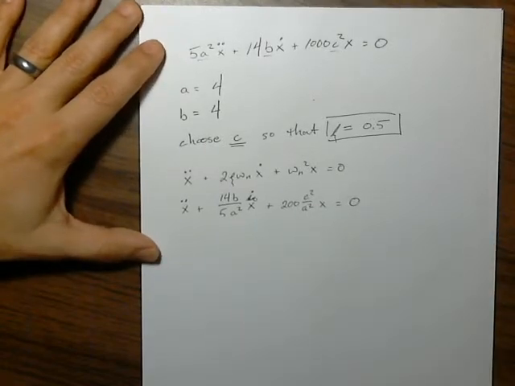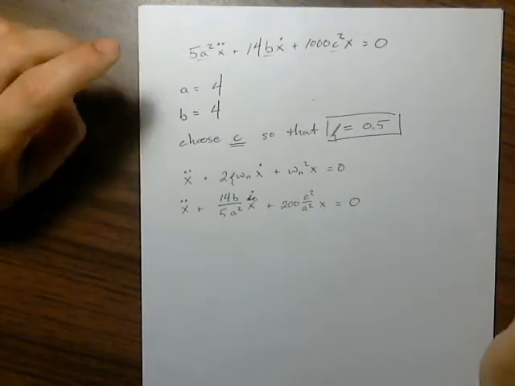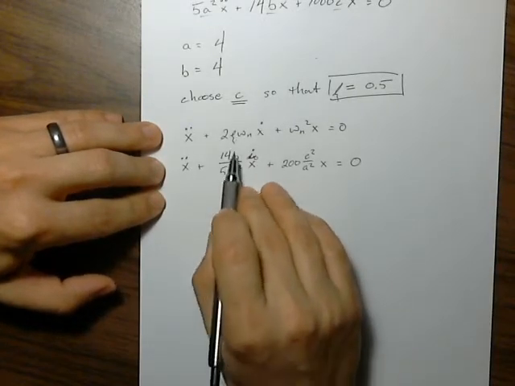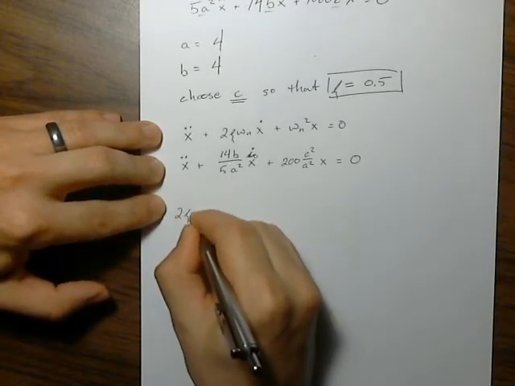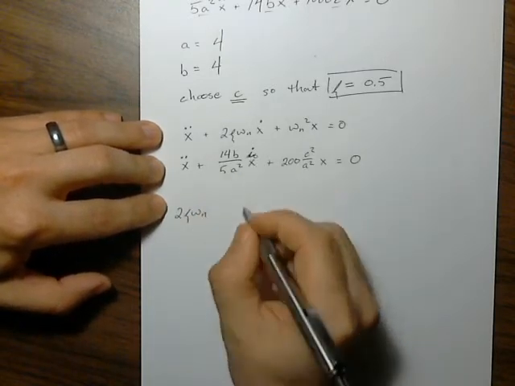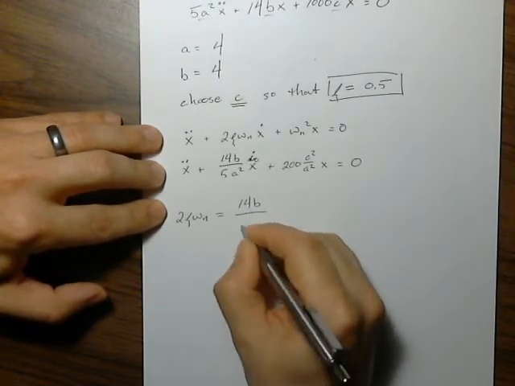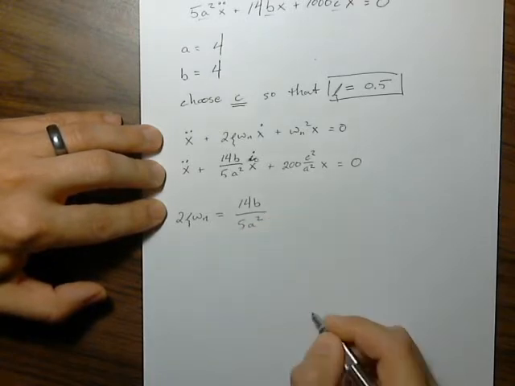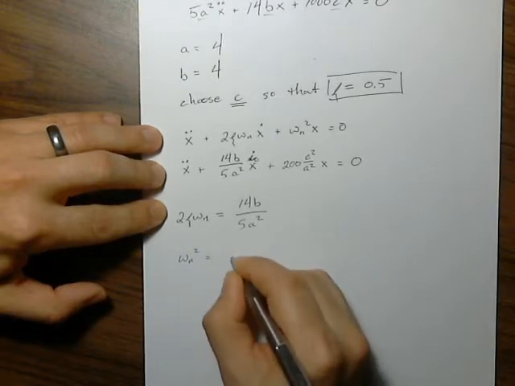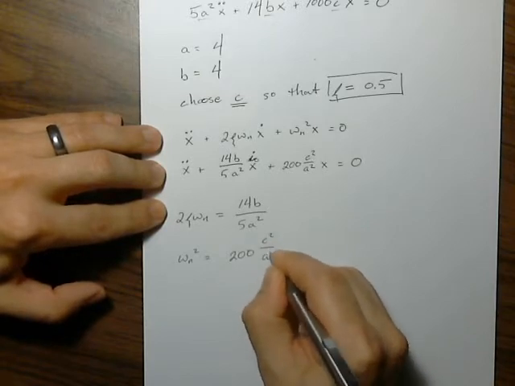So let's see how tricky this turns out to be. I've designed a problem to be about as tricky as we can get it. So now we set these equal. So 2 zeta omega n, now notice I have not specified omega n, we don't know what that's going to be, is 14b over 5a squared. And then omega n squared is going to be 200 c squared divided by a squared.